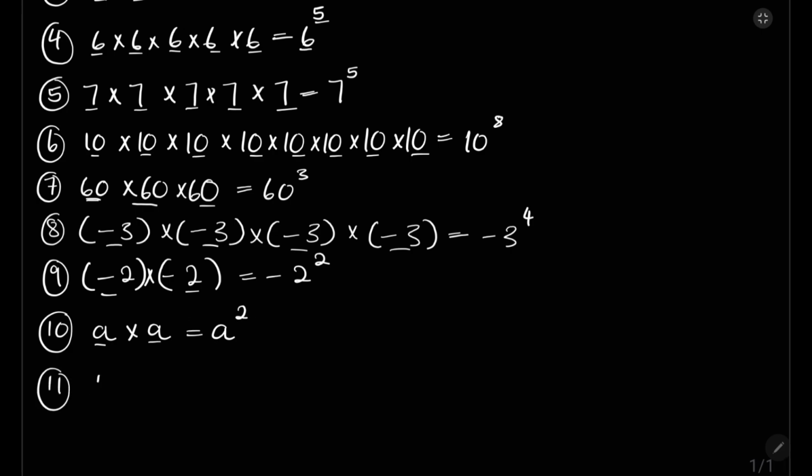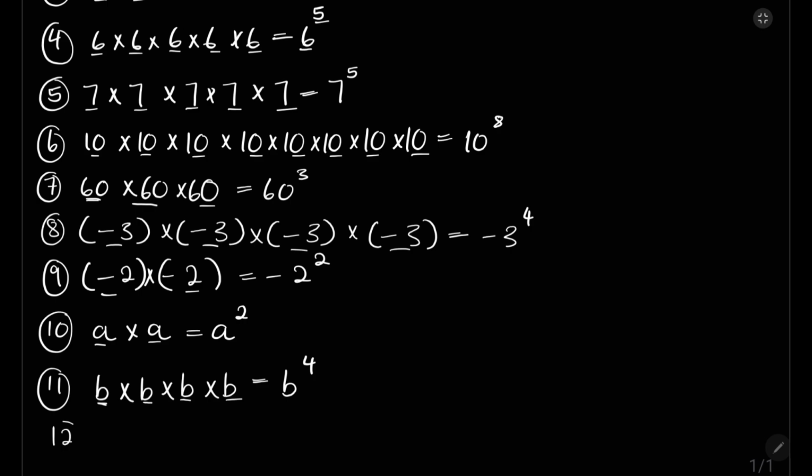Now let's try b times b times b times b. What variable do we have here? We have b. How do you find our exponent? We'll say 1, 2, 3, 4. This will be b to the power 4.